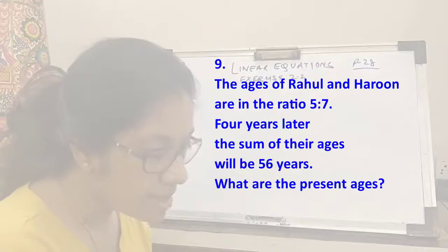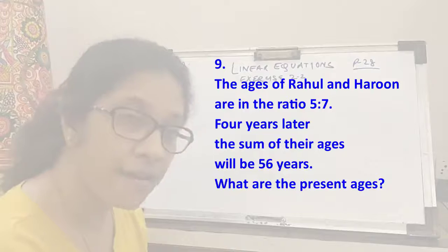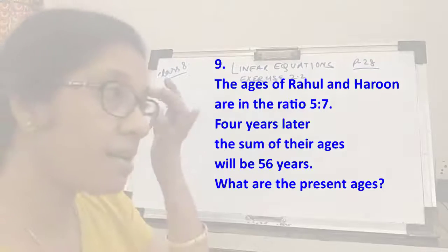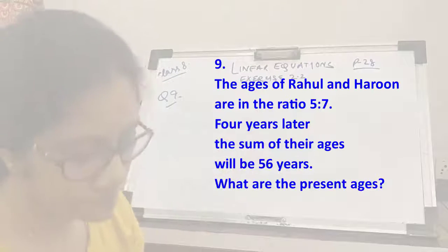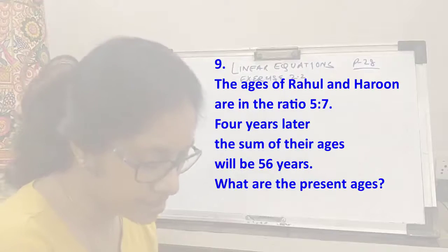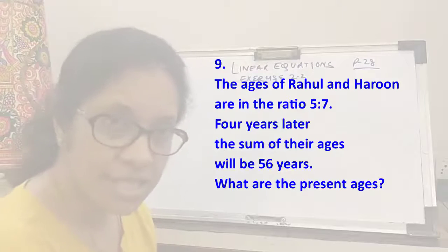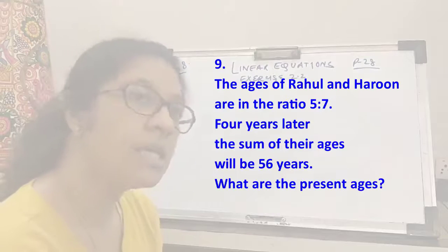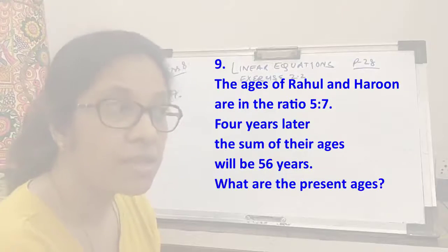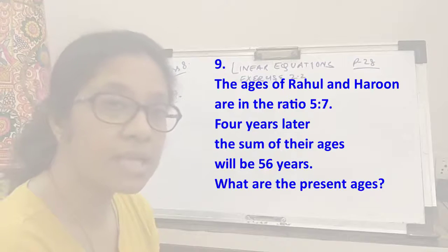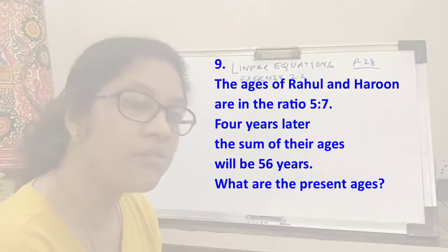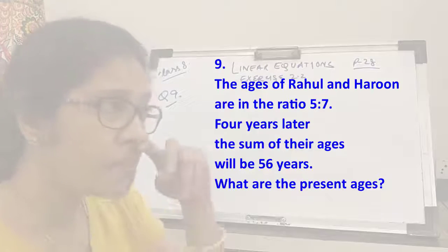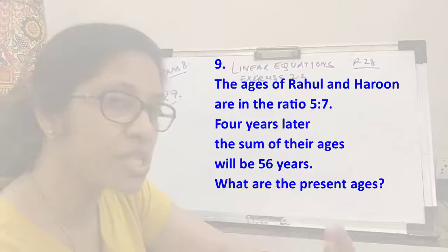So, the ages of Rahul and Haroon are in the ratio 5:7. There are two boys whose current ages are given in the ratio 5:7. After 4 years, the sum of their ages will be 56 years. So, what is given is the ratio of their current ages, and also we are told that after 4 years the sum of their ages will be 56 years. We are asked to find out the present ages.